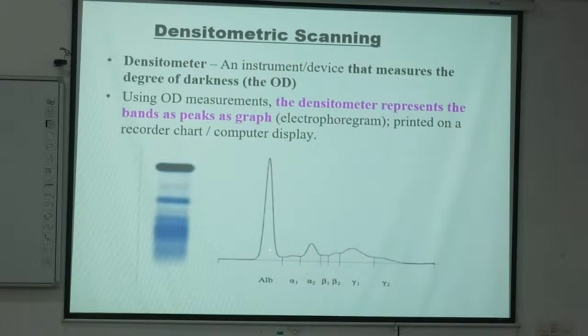As you can see, this is a peak. So from positive to negative, you will get albumin, then alpha 1, alpha 2, beta 1, beta 2, gamma 1, gamma 2. So albumin, alpha, beta and gamma, that will be the sequence from positive to negative.